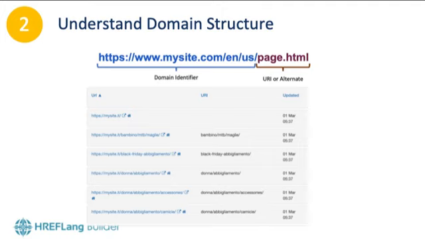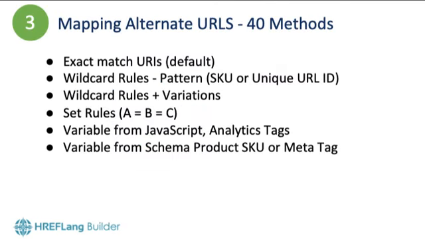If you don't have that and it varies, like localized URLs or use different names or different product IDs, then we need to look at using one of our mapping functions. We currently have 40 different rules or methods we use for mapping alternate URLs. The easiest and the default is anything that's an exact match URI. As we mentioned previously, that will get mapped automatically. We can use wildcard rules around patterns. We'll talk about a couple of those. And we have a more detailed video about the different mapping methods.